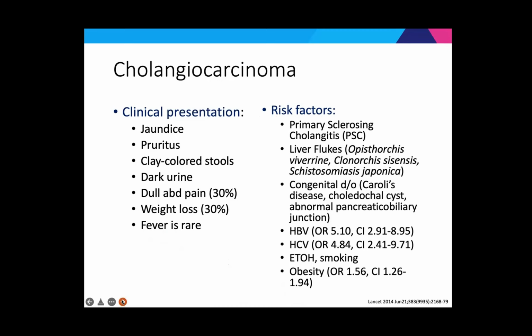The risk factors for cholangiocarcinomas include having PSC, liver fluke infections, and congenital disorders like Caroli's disease or choledochal cyst. In Japanese studies, chronic hepatitis B has been shown to increase your risk of cholangiocarcinoma, as well as hep C. Alcohol and smoking have had inconsistent study results, but some theorize that they will increase your risk, and obesity will also increase your risk.